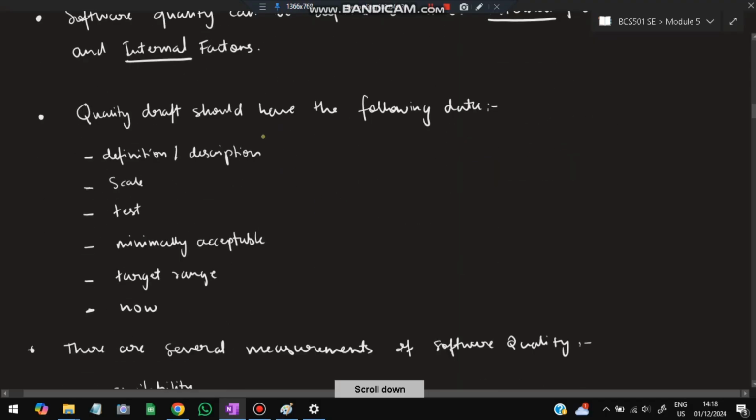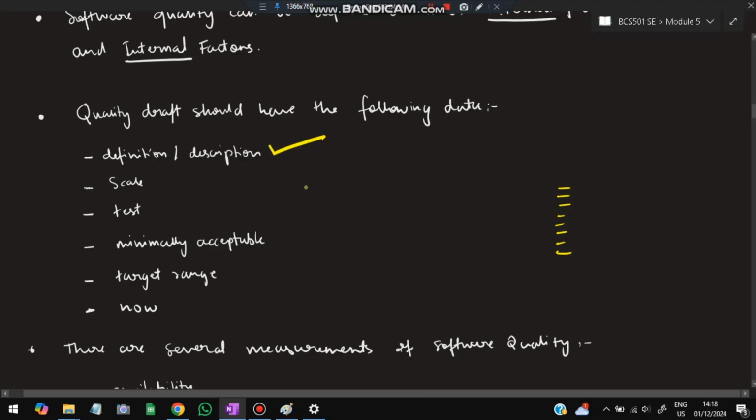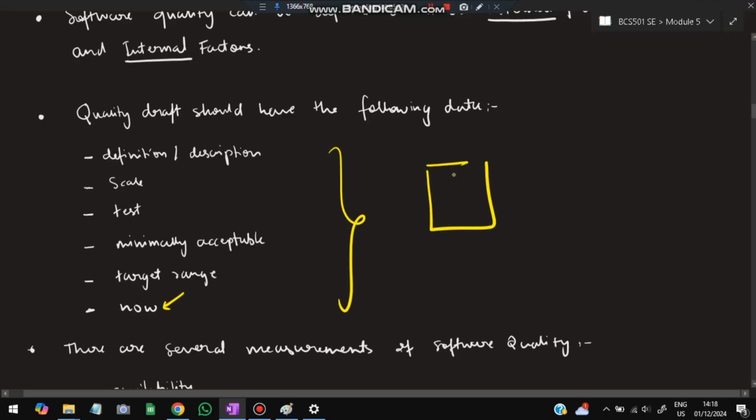Okay, a quality draft should have the following data. A quality draft is implemented wherein we document all the aspects of the quality which we want in a project. It should have the definition and description of what the quality is, the scale, how much it should cover, what different functions and components it should cover, what quality checks or tests will be performed on it, and what is the minimum acceptable product. If it is lesser than that quality, it will be rejected. That should be defined. Target range means what functionalities the quality check is covering, and now means the current value of the quality. These things should be defined in a draft which we are preparing for quality.